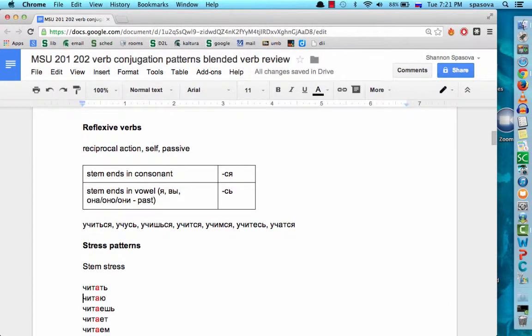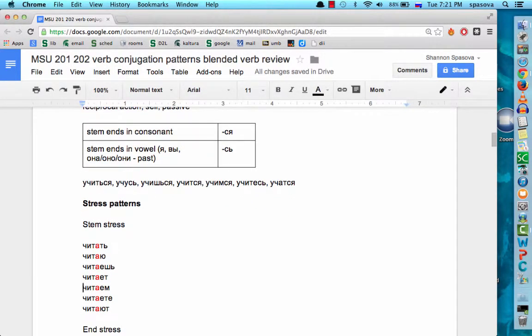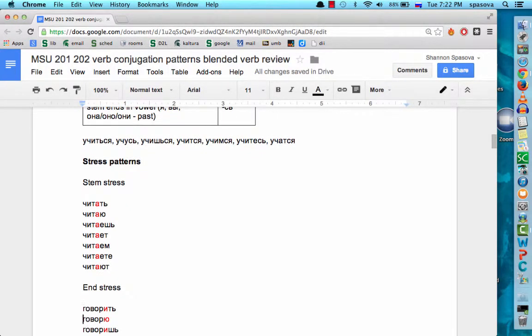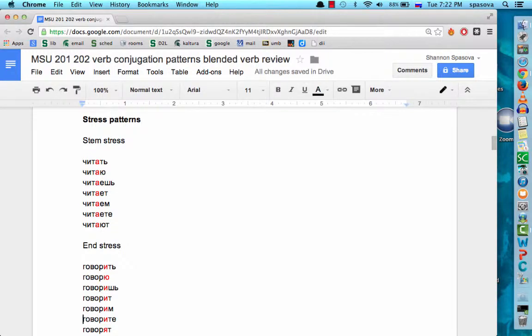Russian verbs have three possible stress patterns. The first one is stem stressed, where the stress is in the middle of the word consistently, like читать. Читать, читаю, читаешь, читает, читаем, читаете, читают. It's always there in the middle of the word. Or we can have end stress, like говорить, also consistent, but on the end. Говорить, говорю, говоришь, говорит, говорим, говорите, говорят.